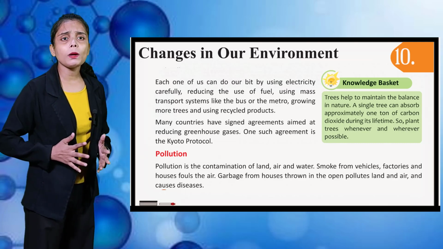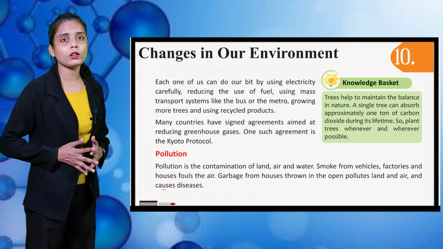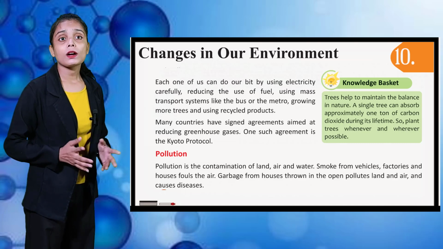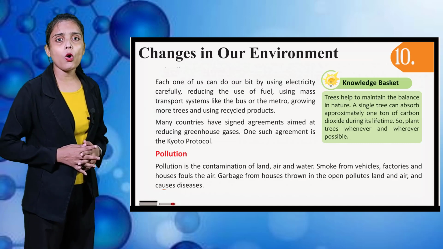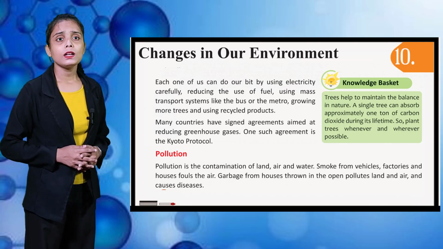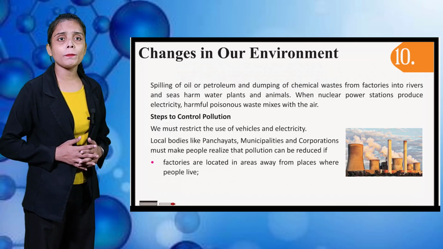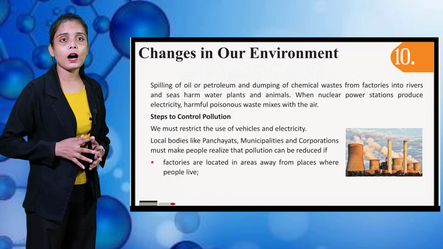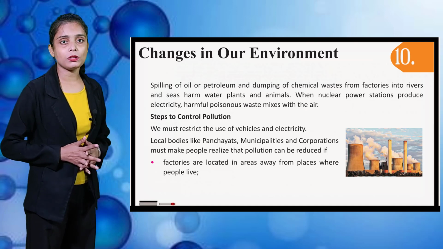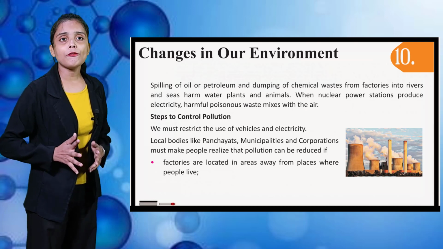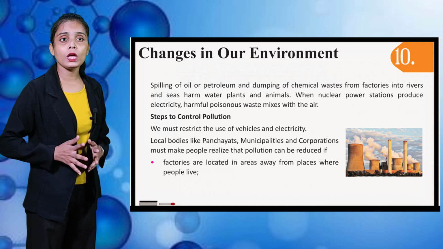Pollution is the contamination of land, air and water. Smoke from vehicles, factories and houses fouls the air. Garbage from houses thrown in the open pollutes land and air and causes disease. Now, spilling of oil or petroleum and dumping of chemical wastes from factories into rivers and seas harm water, plants and animals. When a nuclear power station produces electricity, harmful poisonous waste mixes with the air.